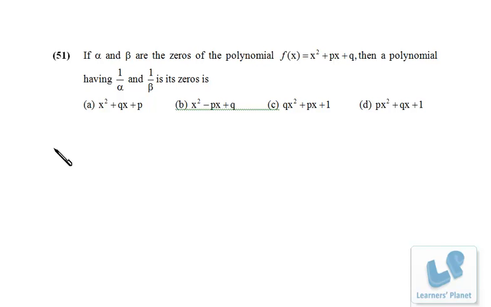Now friends, let's discuss this question. Quite an interesting problem. Just listen to each and every word very carefully. If alpha and beta are zeros of this polynomial, then find the polynomial having 1 upon alpha and 1 upon beta as its zeros. Now alpha and beta are the zeros of this polynomial. So alpha plus beta is equal to what? It's minus p, and alpha beta is equal to q, right? That is of this equation. So this is the first relationship with us.